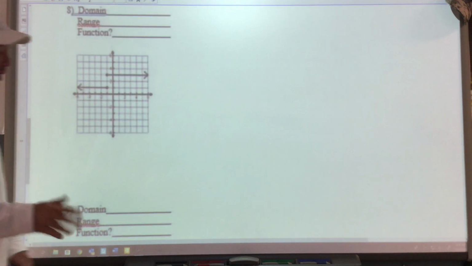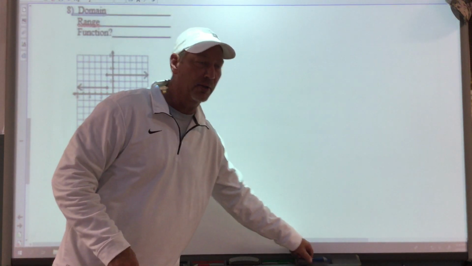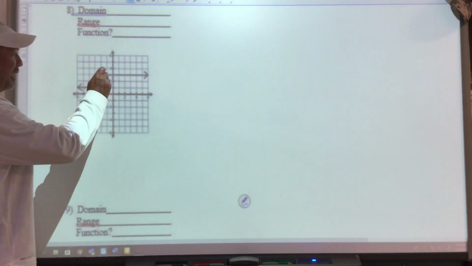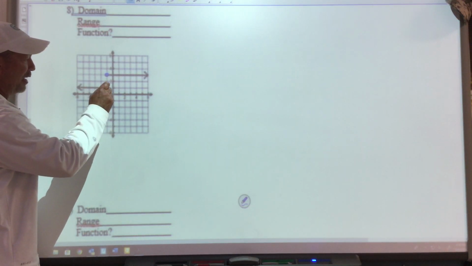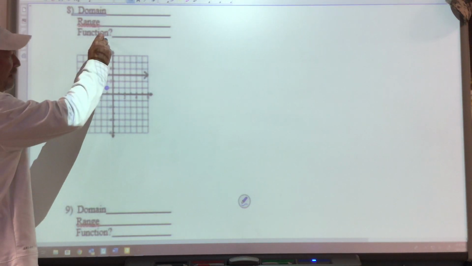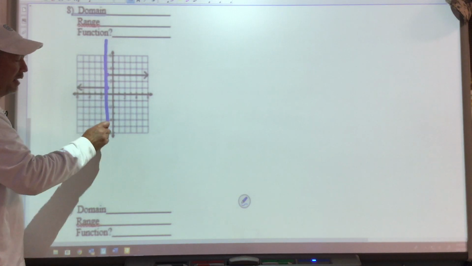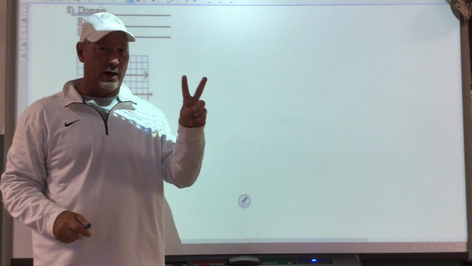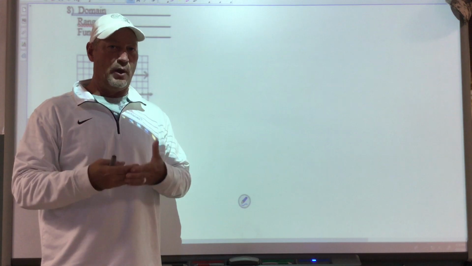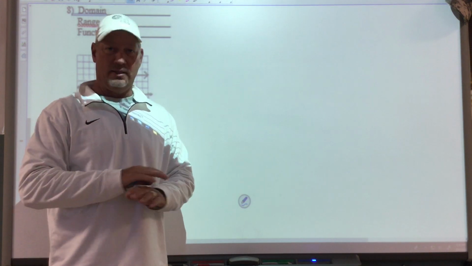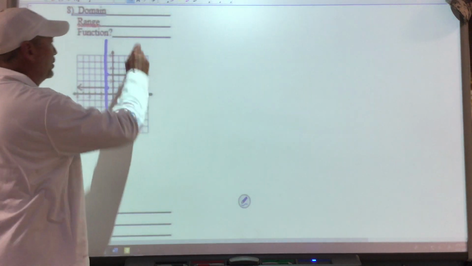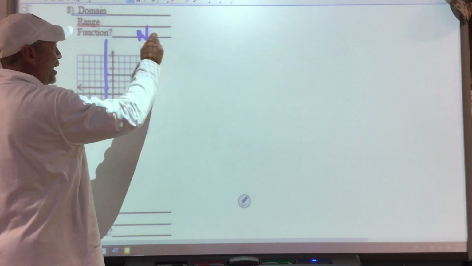Okay, this one's going to be a little tricky. You need to stay with me on this. But you see this dot right here, and you see this dot right here. If I draw a vertical line, I would touch my graph twice. And if you touch the graph more than once, not a function. So we would say, no, it is not a function.